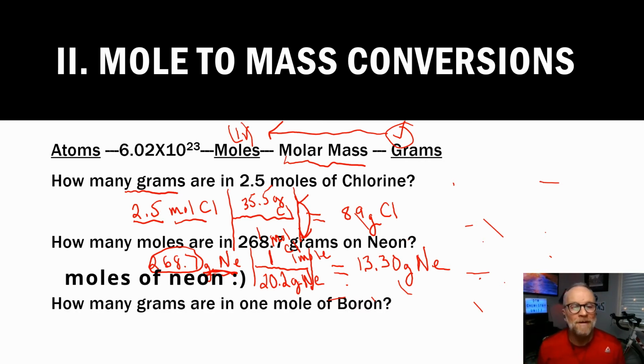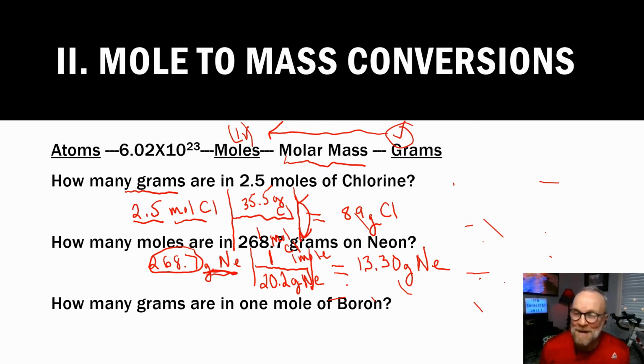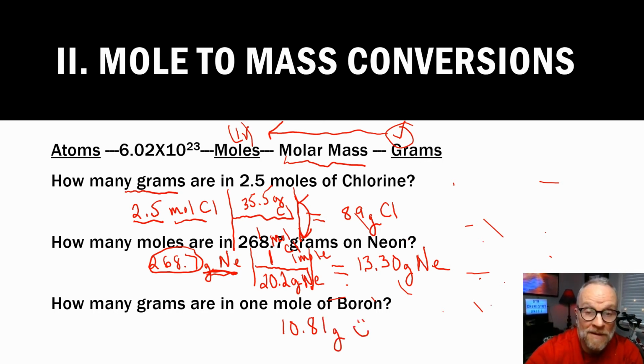Yes, we do. How many grams are in 1 mole of boron? All right. So this one is really simple. We just have to look on the periodic table, right? I hope I'm not boroning you. Okay. So boron, 10.81 grams. Look that up on the periodic table. 10.81 grams. With a smiley face because we just had to look it up.